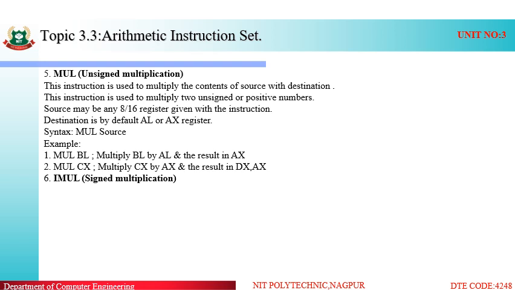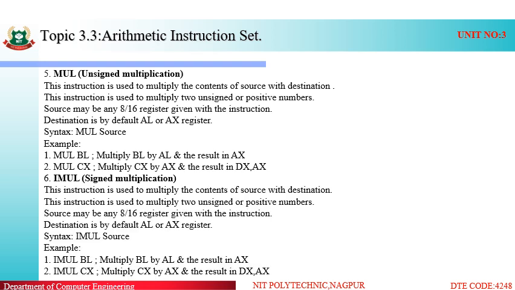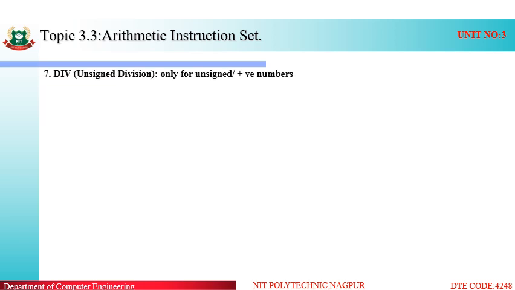The same functioning is given in IMUL, but IMUL is used for signed multiplication. That is, to multiply two negative numbers, we use the IMUL instruction. Remaining functioning remains the same as the MUL instruction. Here also we specify only the source. Destination is fixed, that is AL or AX. Now coming to instructions related to division. So there are two instructions for division, DIV and IDIV.